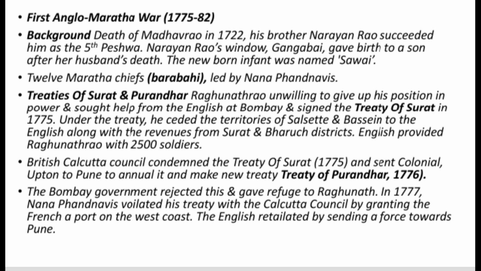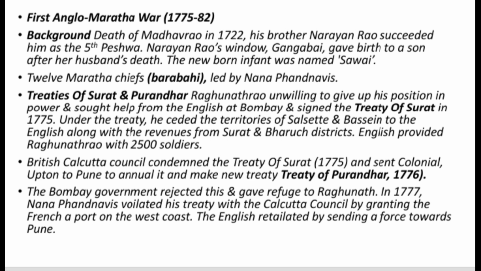Now, the treaties of Surat and Purandar. Raghunath Rao, unwilling to give up his position in power, sought help from the English at Bombay and signed the Treaty of Surat in 1775. Under the treaty, Raghunath Rao ceded the territories of Salsette and Bassein to the English, along with a portion of the revenues from the Surat and Bharuch districts. In return, the English were to provide Raghunath Rao with 2,500 soldiers.